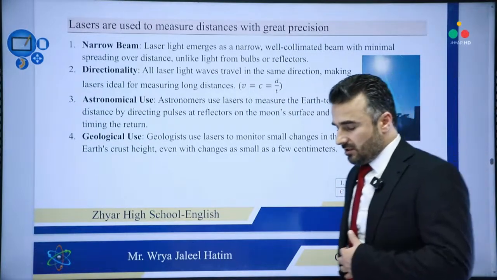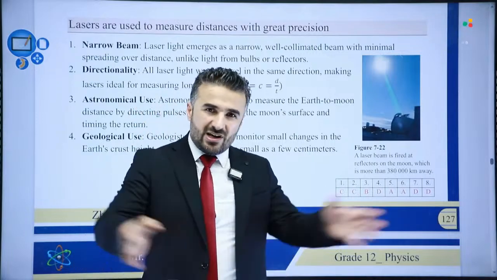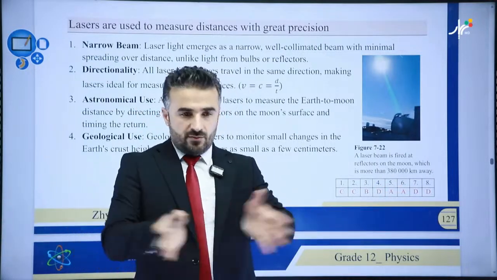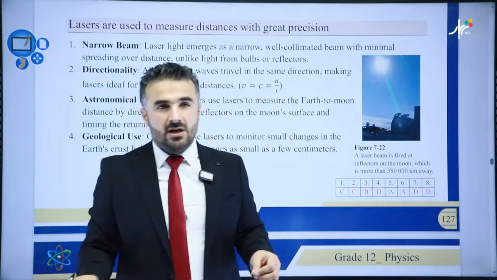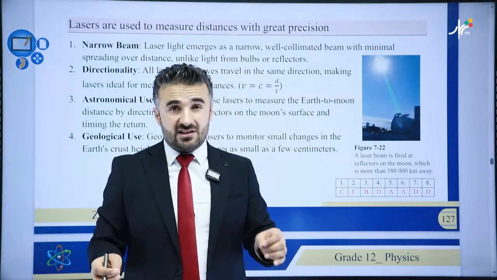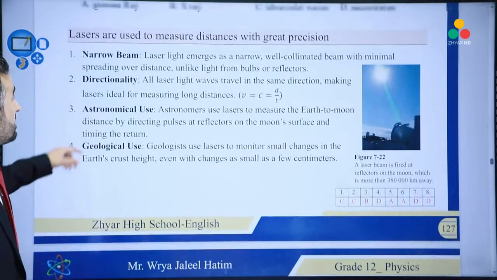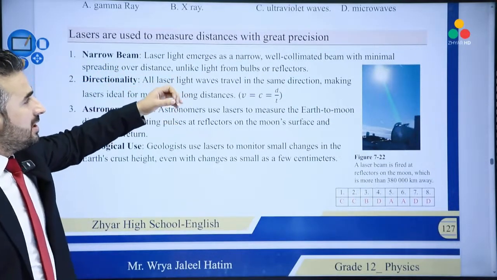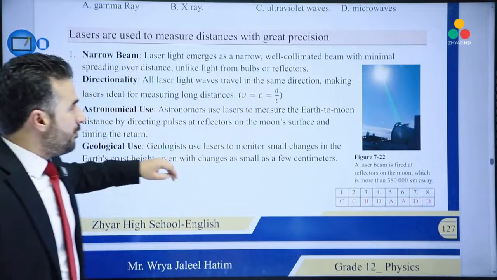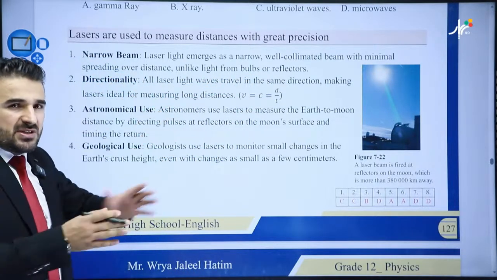Didn't we say lasers are very focused, very intense? So of course they don't spread a lot, and they can be used to measure distance with great precision. So what are some uses here? Because of their narrow beam, laser light emerges as a well collimated beam with minimal spreading over distances. So they don't spread a lot.